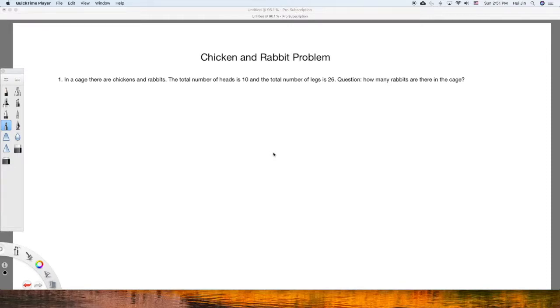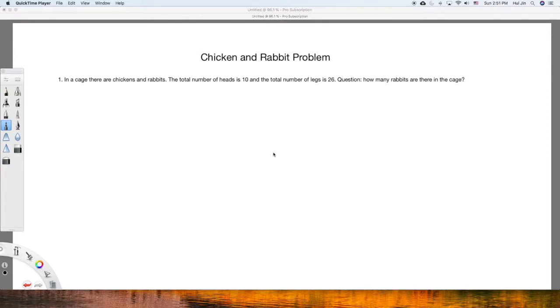So let's look at a problem. The problem statement is the following. In a cage, there are chickens and rabbits. The total number of heads is 10, and the total number of legs is 26. And the question is, how many rabbits are there in the cage?